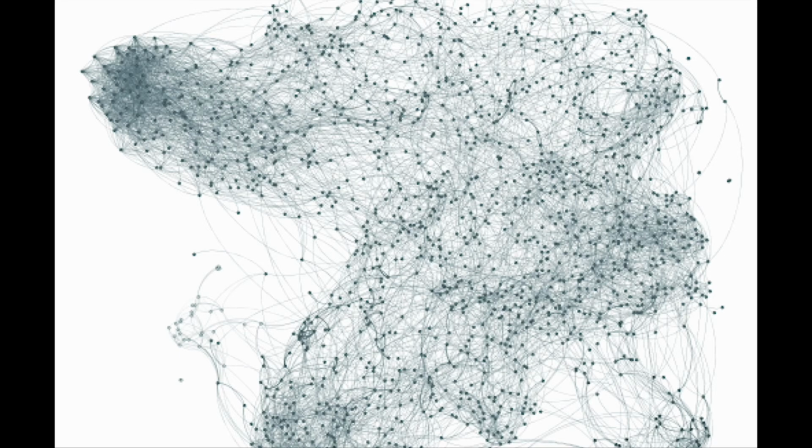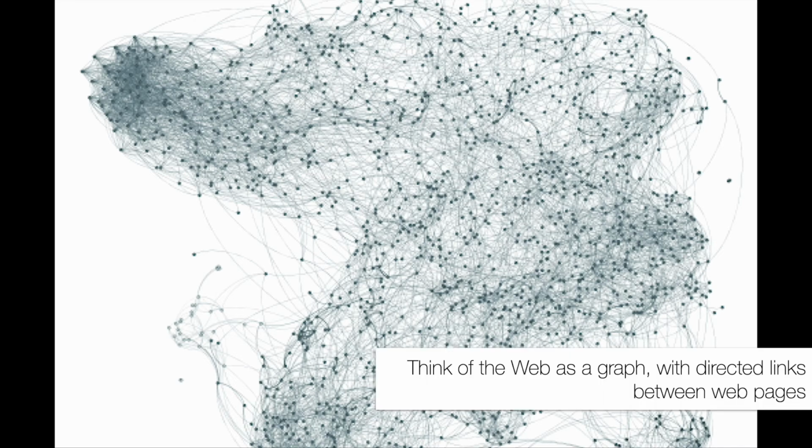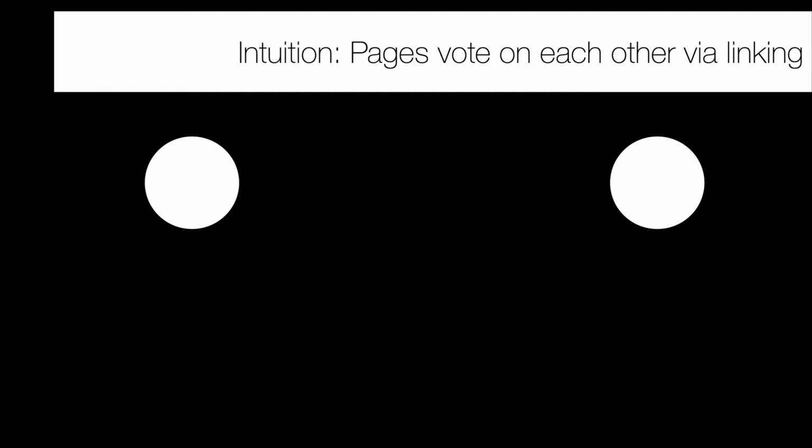So if we go back to thinking about the web as a graph, where nodes represent pages, websites on the web, and the links from web page to web page are directed edges in our network, then we have a nice intuition that pages vote on each other, vote on how important other pages are, by linking to those other pages.